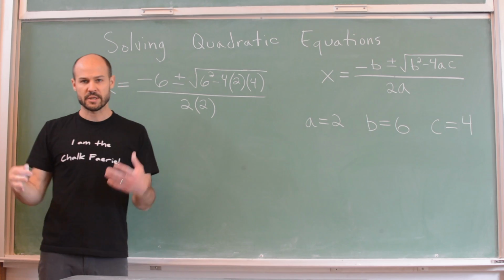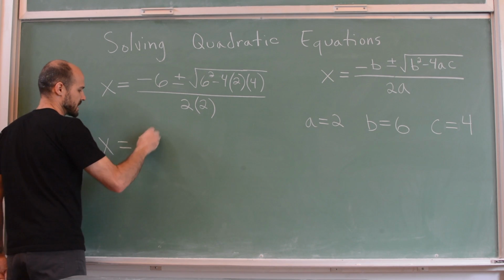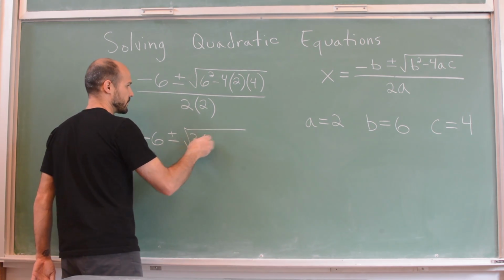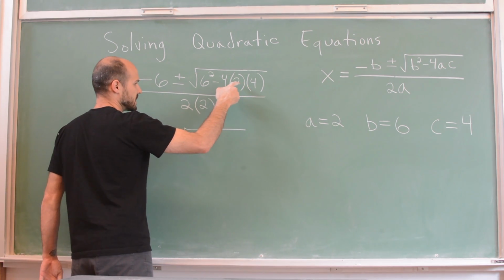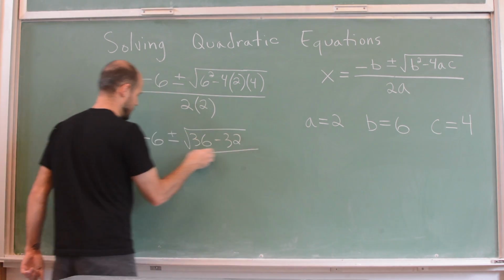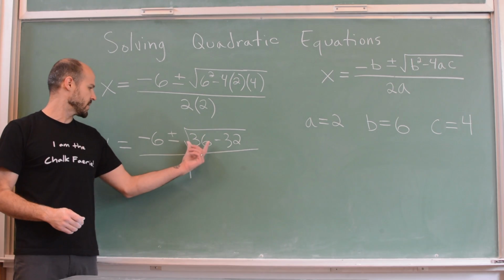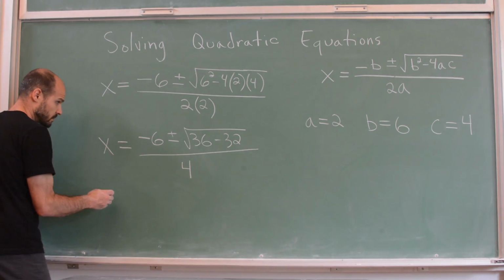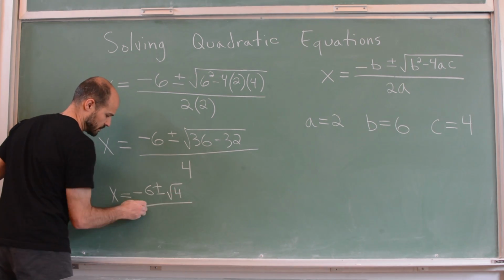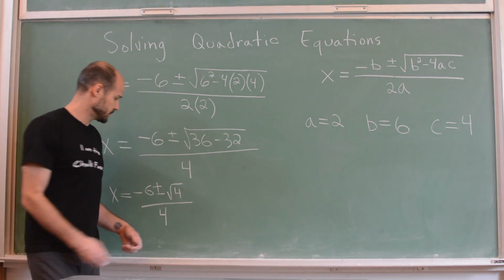Once we've plugged in, we just have to suss out the math. We'll get to this negative 6 later. But inside the square root, we've got 36. 4 times 4 is 16, times 2 is 32, so negative 32. And 2 times 2 is 4. We can do a little more math here. 36 minus 32. The square root of 4 is 2.